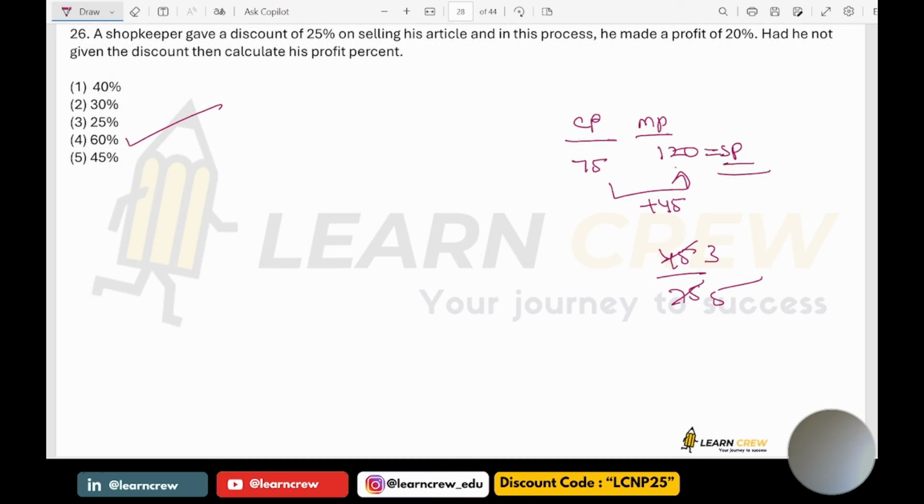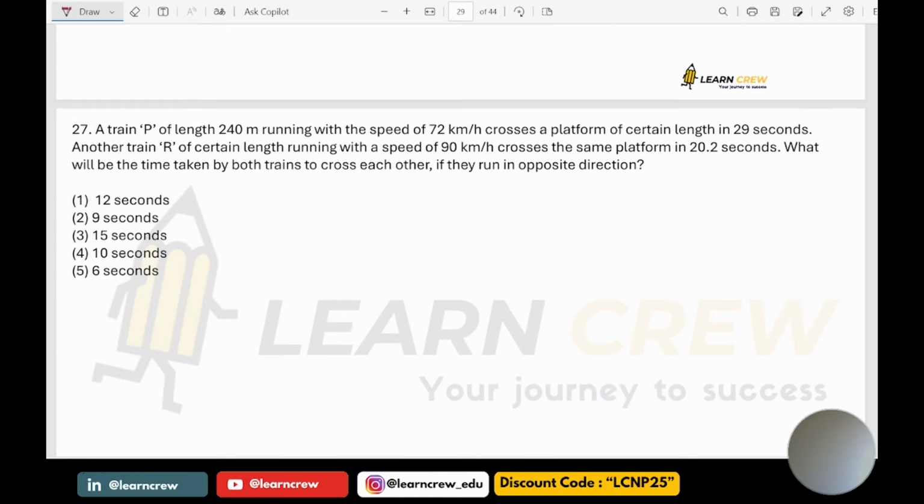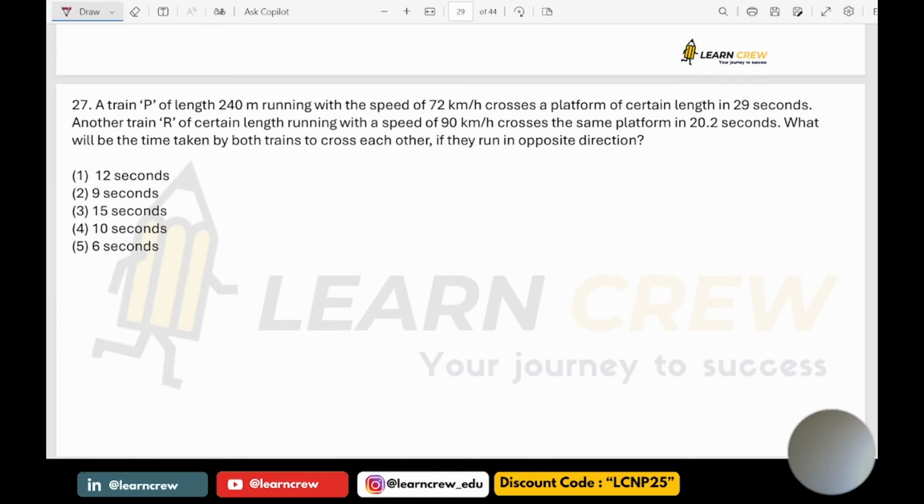Next, question number 27. A train P of length 240 meters running with a speed of 72 km per hour crosses a platform of scheduled length in 29 seconds. Another train R of scheduled length running with a speed of 90 km per hour crosses the same platform in 20.2 seconds. What will be the time taken by both the trains to cross each other?